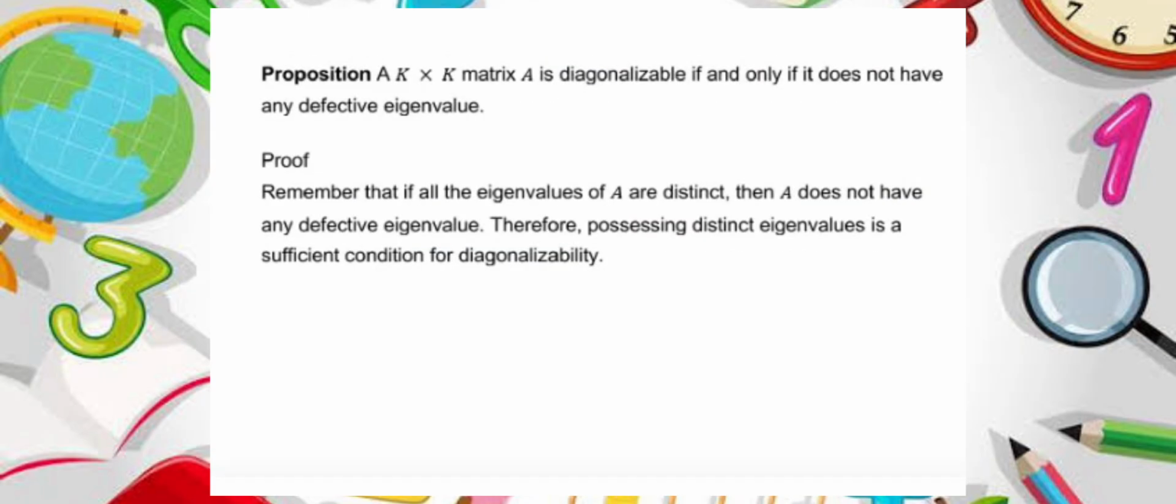Proposition: a K by K matrix A is diagonalizable if and only if it does not have any defective eigenvalue. Proof: remember that if all the eigenvalues of A are distinct, then A does not have any defective eigenvalue. Therefore, possessing distinct eigenvalues is a sufficient condition for diagonalizability.